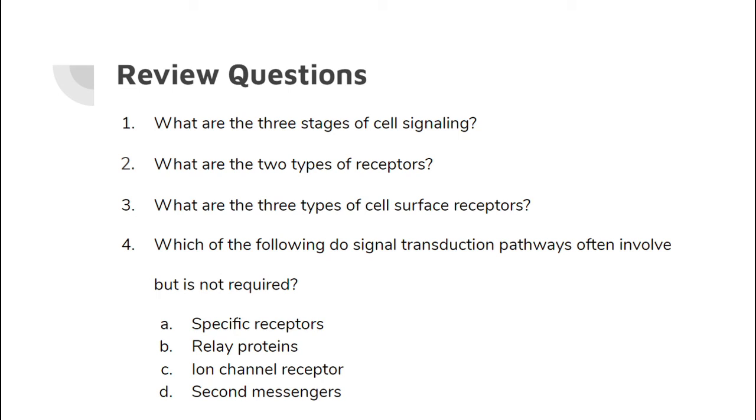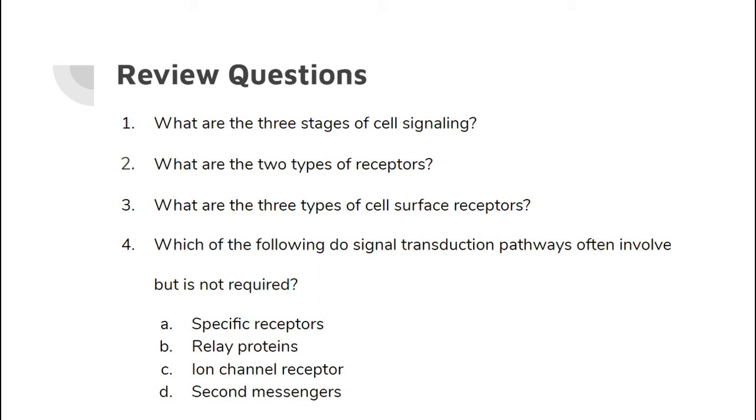What are the two types of receptors? These are either cell surface receptors or intracellular receptors. The three types of cell surface receptors are ion channel receptors, G protein coupled receptors, or protein kinase receptors.